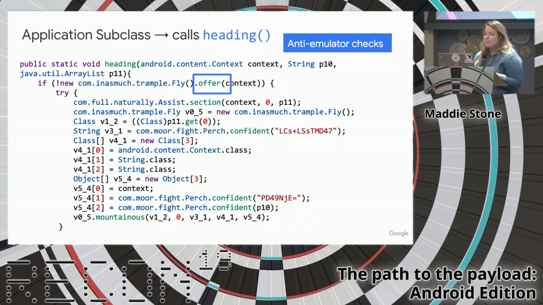So when we open up that method, that was called heading, this family for each different application, they go ahead and dynamically generate new method and class names, etc. And each of those are just random English words. So in this case, we have heading, and the first call it makes is an if clause, and it is looking to check out its anti-analysis. There's 3 first checks, and it's in this class that's called com.inasmuch.trample.fly, because just look it up in an English dictionary, and the method is offer.